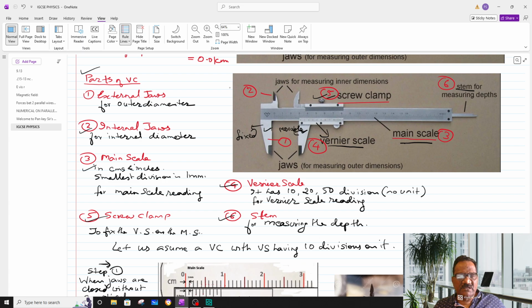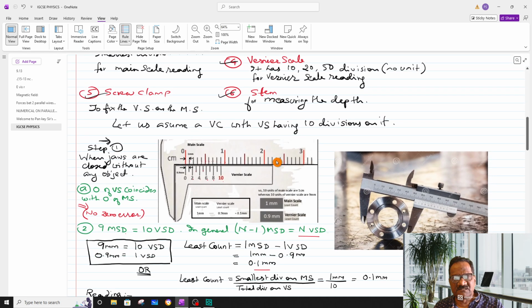And now coming to how to take the measurement using a vernier caliper. Before we go into how to take the measurement of any object by a vernier caliper, you should know something called the least count of a vernier caliper. So the next topic is how to find out the least count of a vernier caliper.